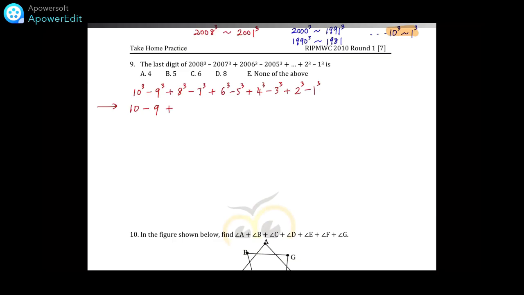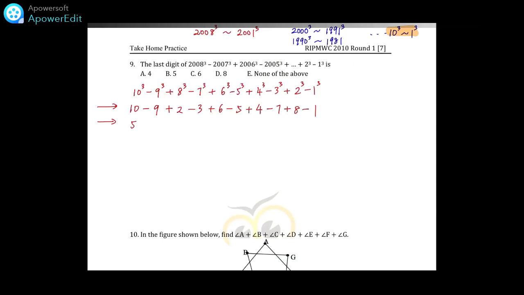Then 8 times 8 is 64, 4 times 8 is 32. This ends with a 2. 7 cube: 7 times 7 is 49, 9 times 7 is 63. The last digit is a 3. So 6 cube ends with a 6. 5 cube ends with 5. 4 cube is 64, ending with a 4. 3 cube is 27, ending with the 7, 2 cube is 8, 1 cube is 1. So from there you get that the last digit is 5.